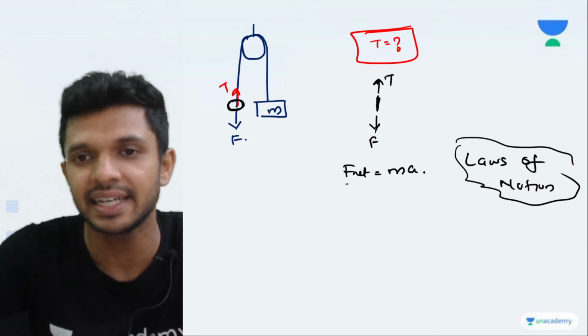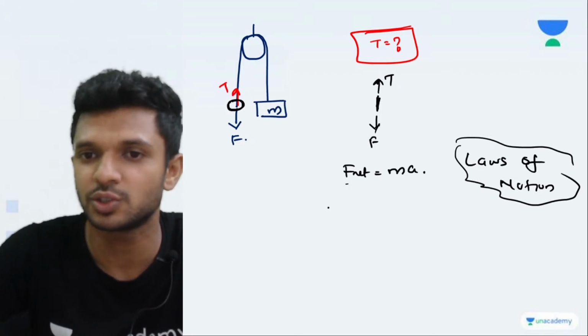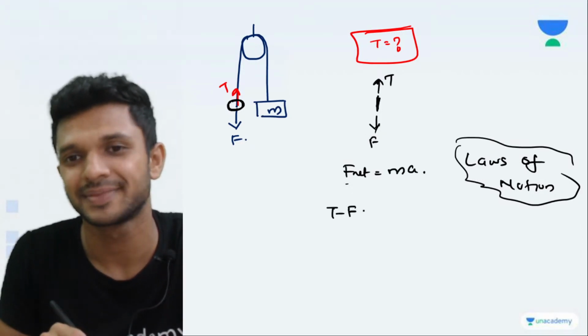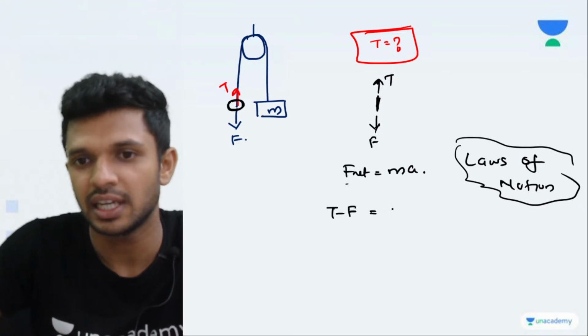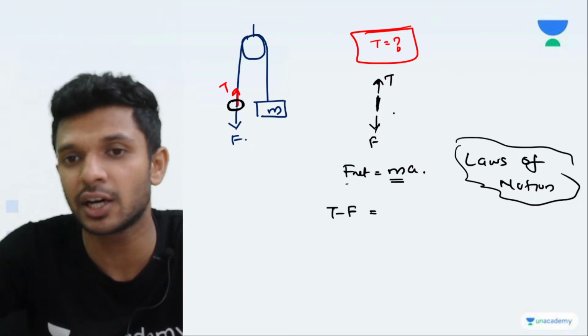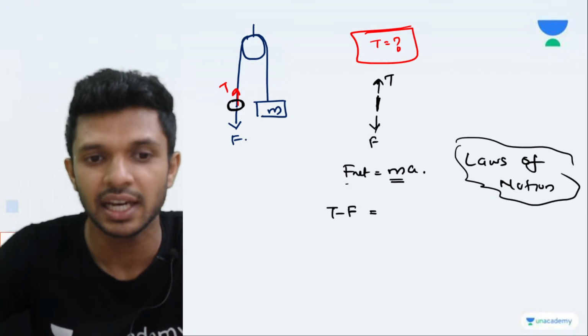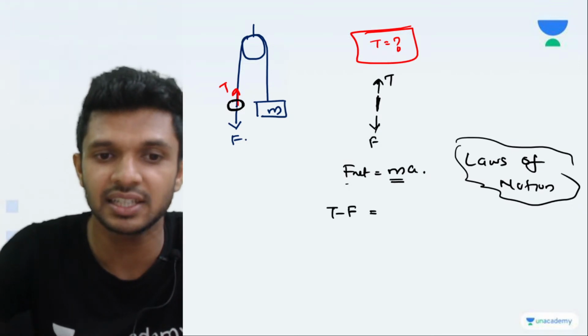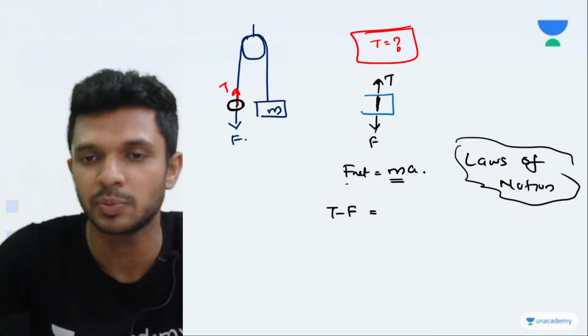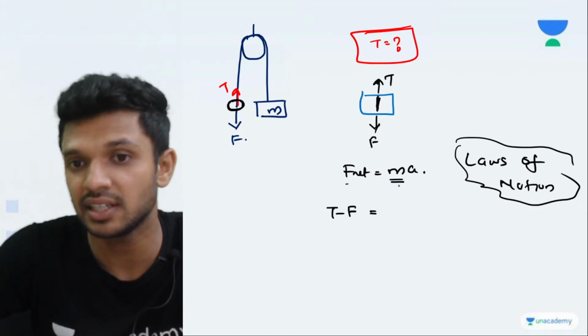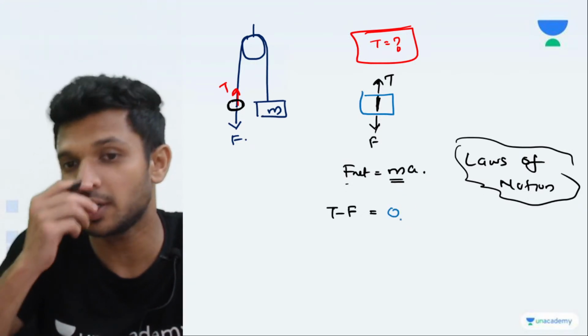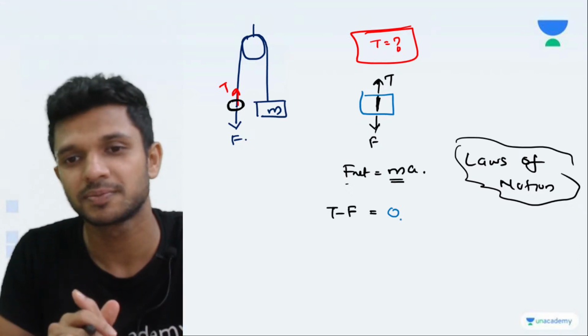Which are the forces acting? T upward, let's say, F downward. So T minus F, net force, is equal to mass times acceleration. This is a rope we have considered, right? The rope is massless. It is already described in this particular question. So mass is 0. 0 into a is 0.